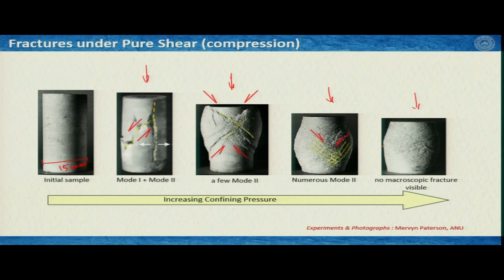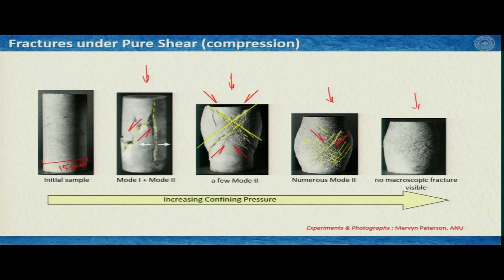With a little more increase in the confining pressure, we see that mode 1 fractures are gone from the system, and we mostly see mode 2 fractures in 2 different sets. One set is like this, another set is like this. With further increasing of the confining pressure, we see numerous mode 2 fractures, as you can see here from this little yellow dotted shades.